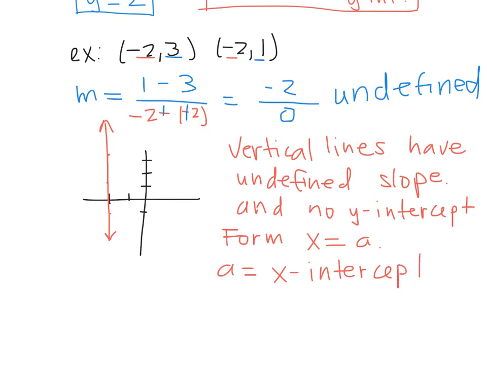So just like in the horizontal line, every single y value is the same. In vertical lines, every single x value is the same. And in this case, x is equal to negative 2 for every point on that line. All right, matches up with the x-intercept of negative 2.